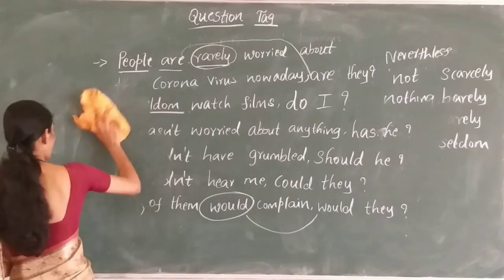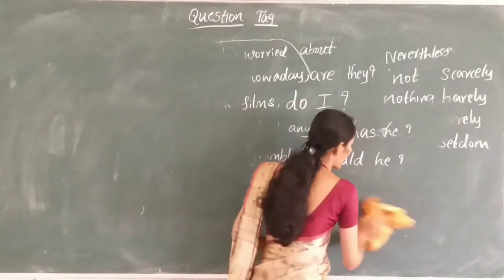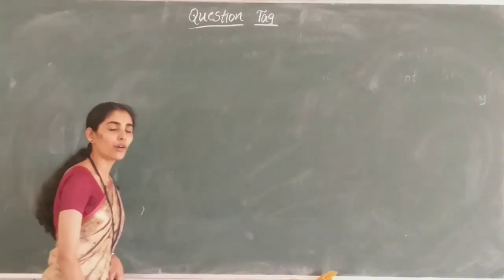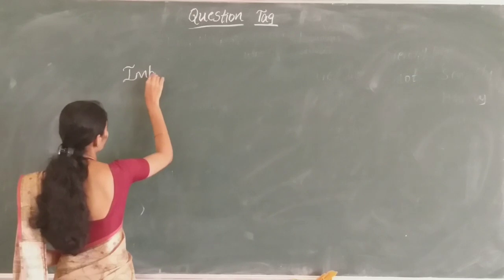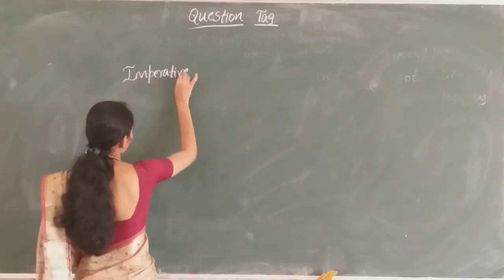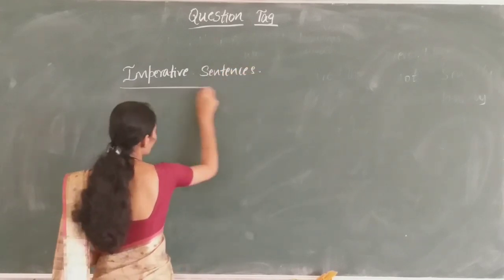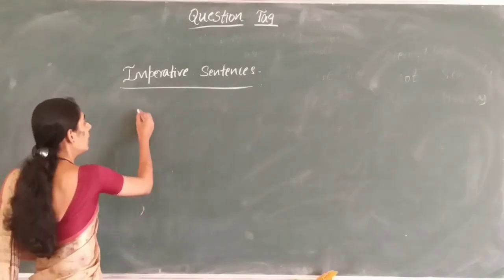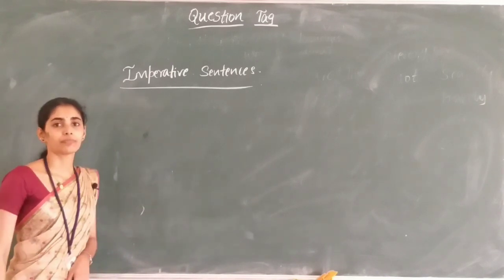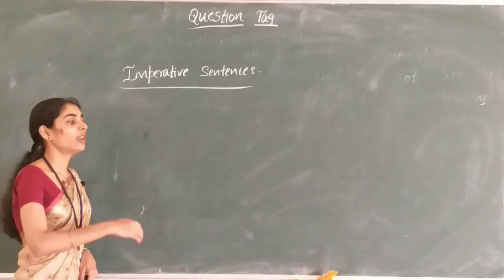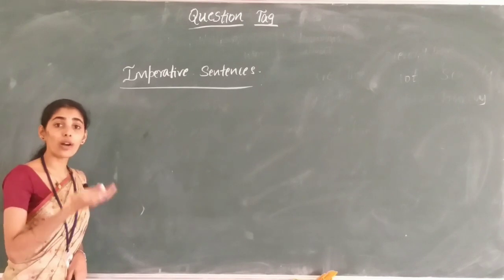So now let's look at the third form of question tag. Which is the third form of question tag? That is imperative sentences. As I said, this is very simple. Orders and commands. For example, open the door. That is the order or command. Turn on the TV or turn off the fan. Close the door. Don't talk. So these are all orders and commands.